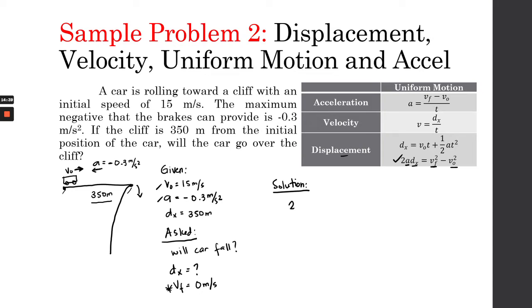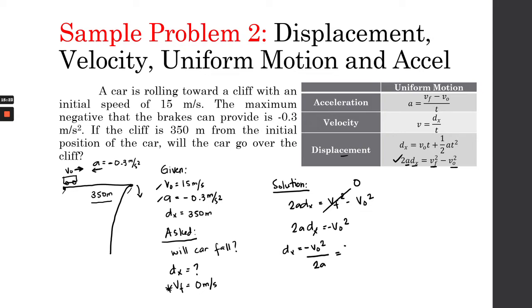Okay, so let's write our equation. 2a dx is equal to the final velocity squared minus the initial velocity squared. Again, what we're looking for is the distance at which the car will stop, wherein the final velocity would be 0. So we can just remove this as 0, and we are left with 2a dx is equal to negative initial velocity squared. Since we are looking for the distance, that will give us dx is equal to negative vo squared divided by 2a.